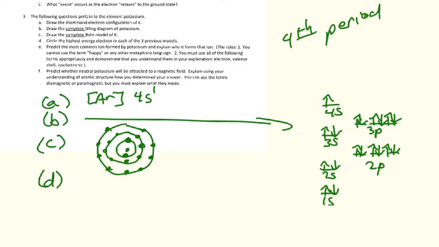And then in D, circle the highest energy electron in each of the previous models. Well, you could choose anything in this 3rd ring. You could choose obviously the 4s orbital, and you would circle that one as well since the superscript indicates the electron.